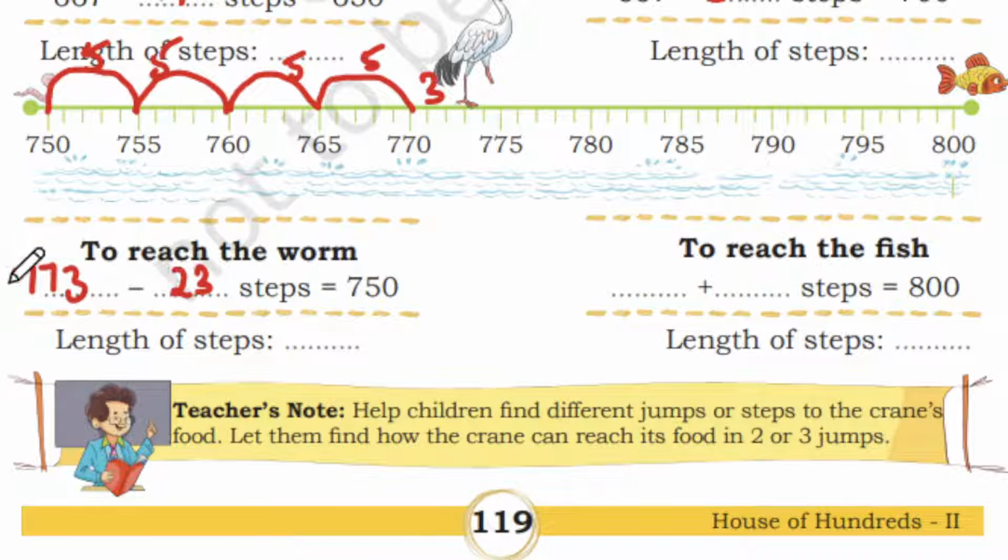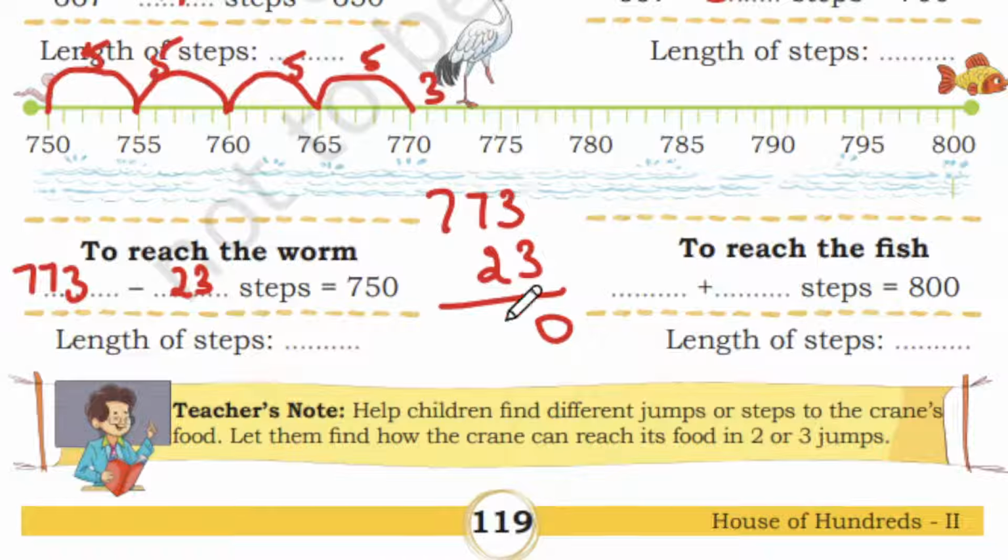Okay. So you can subtract and see. So we have 773 minus 23. So 3 minus 3 is 0. 7 minus 2 is 5. And you have 7. So we got the answer correct, 750. Okay. So let's see the next one.